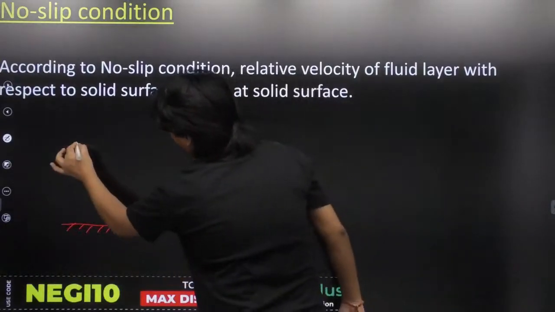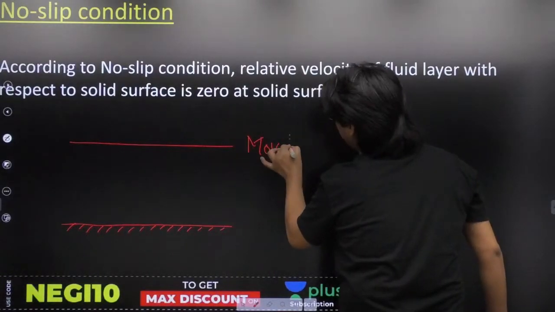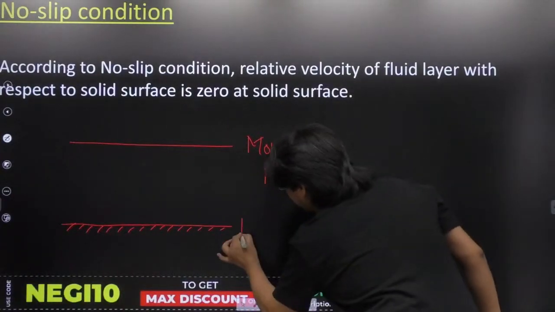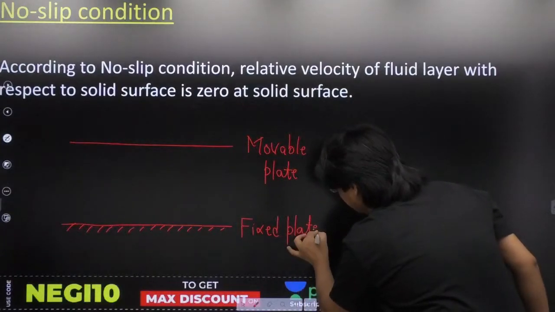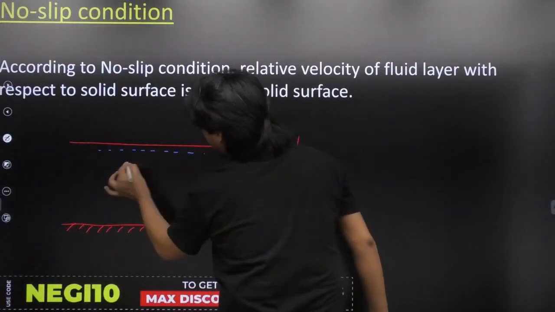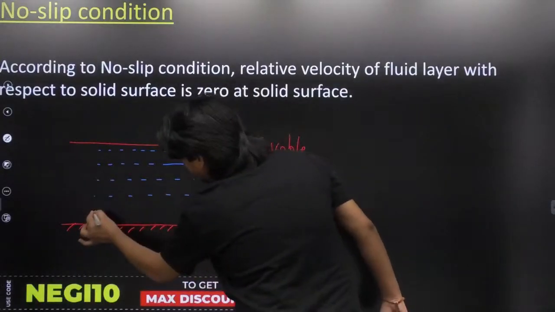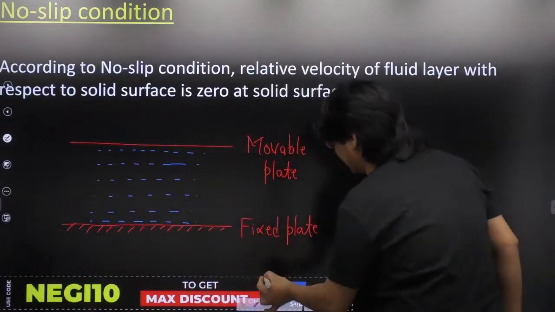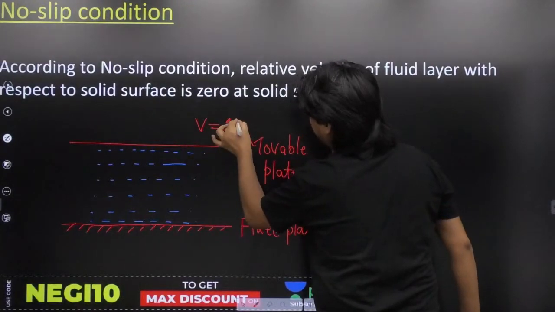Now let us suppose on the top I am having one movable plate. This is your fixed plate. Now listen carefully. Let us suppose in between the fixed plate and movable plate, I am keeping some liquid. Now let me take the values also. Let me say this movable plate is moving with the velocity of 10 meter per second.